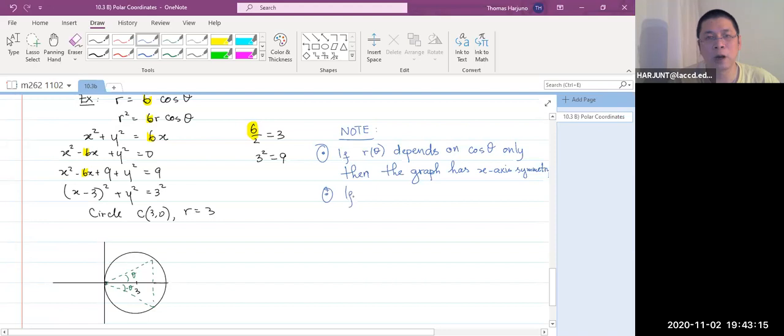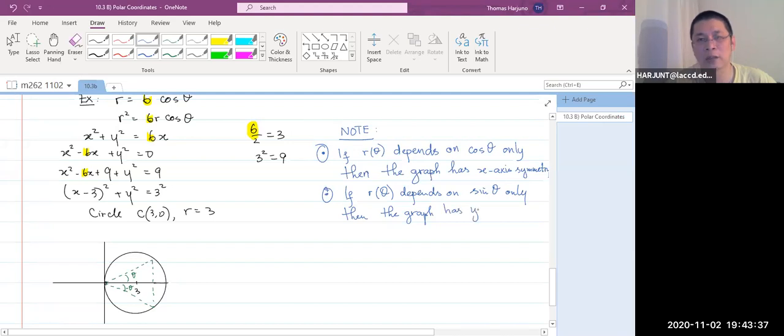If r(theta) depends on sine theta only, then the graph has, quote-unquote, y-axis symmetry.